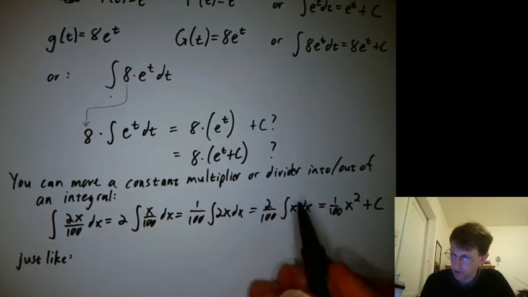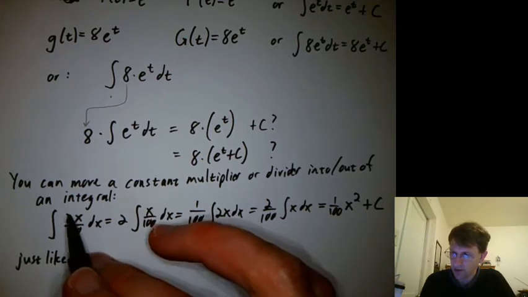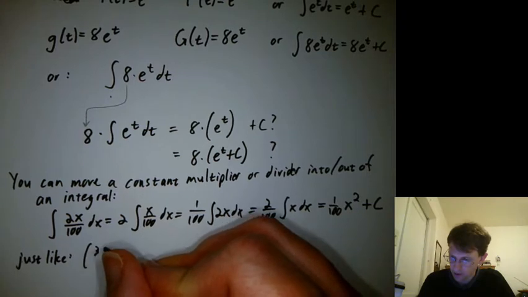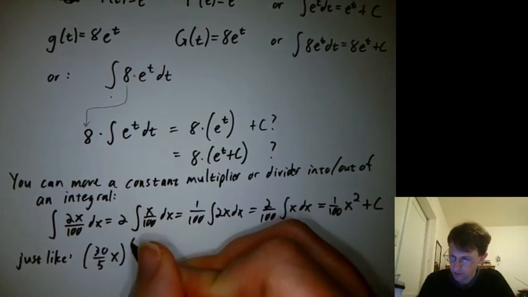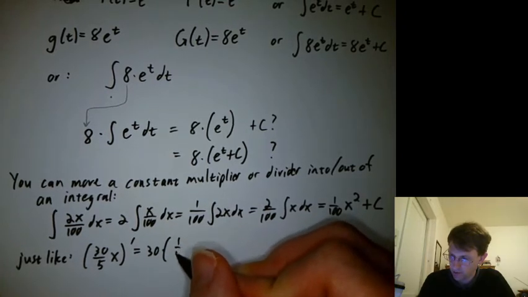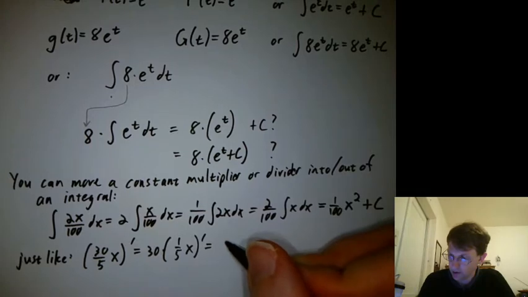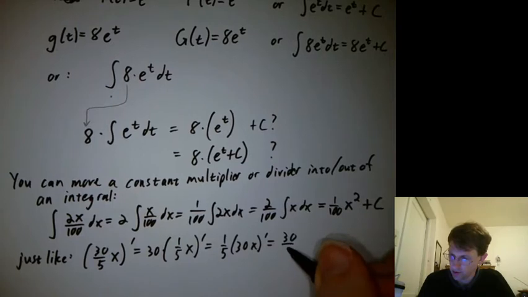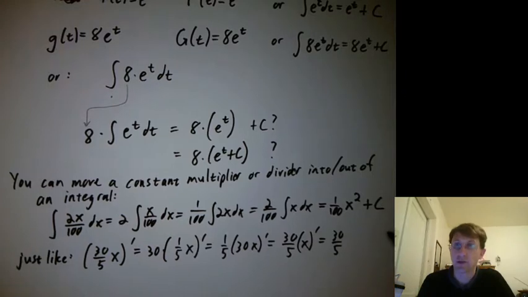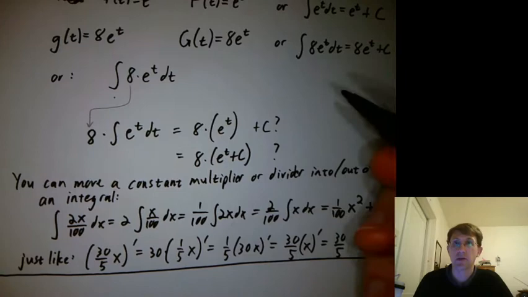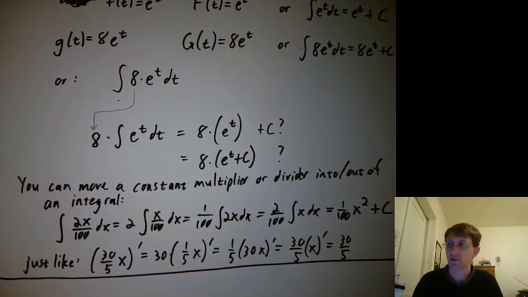I know some people have trouble thinking of moving things onto and off of the fraction bar, but let's give another example. Let's say like 30 over 5 x prime. You could call that 30 times 1/5 x prime, or you could call it 1/5 times 30x prime, or you could call it 30 over 5 times x prime. All of those are equal to 30 over 5. So the constant vertical multiplier rule saves us a lot of time, just like for derivatives.